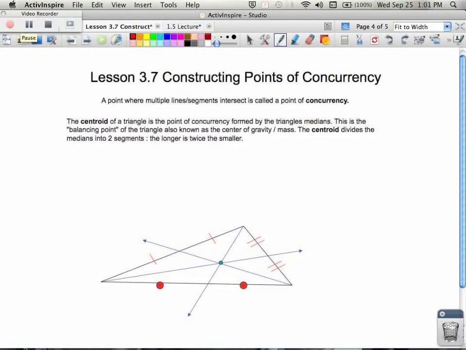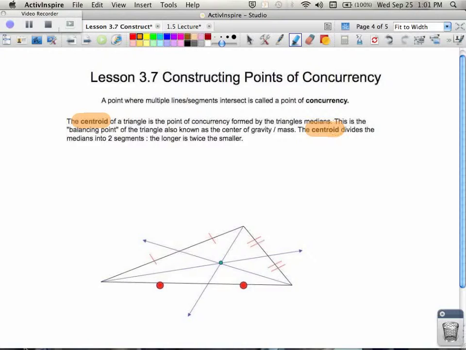In this slide, we're just going to be talking about another kind of point of concurrency. It's called a centroid. It's also known as the balancing point in a triangle. It's formed by making the medians, and basically you just have to find the midpoint of a line. There are numerous ways to do that. Go watch an old video if you want to see how to do that. It's the balancing point. You can put a pin there and balance the triangle. It's also sometimes known as the center of gravity or mass. This centroid divides the medians into 2 segments, and the longer is twice the smaller, which we'll get to later.